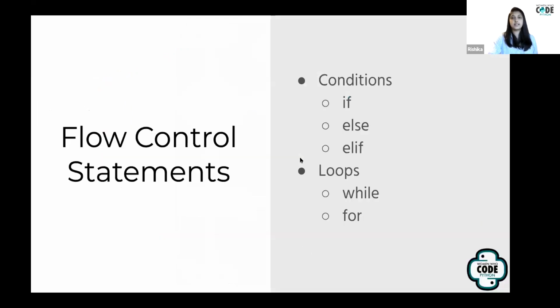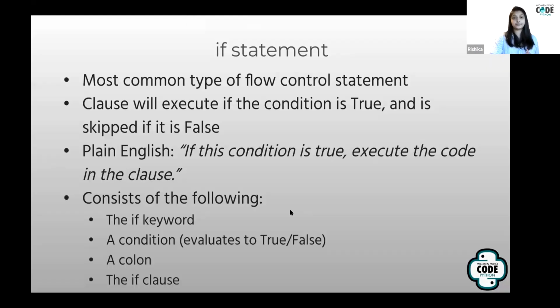All right. So now that we went over the elements of flow control, I'm going to get into the different flow control statements that we have. So we have conditions and we have loops. Under conditions, we have if, else, and elif. And then for loops, we have a while loop and a for loop.